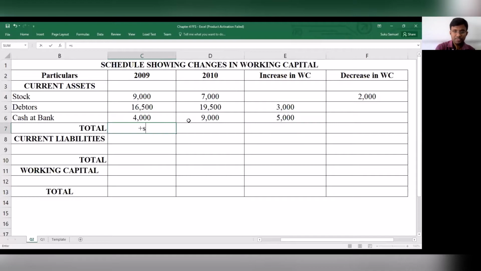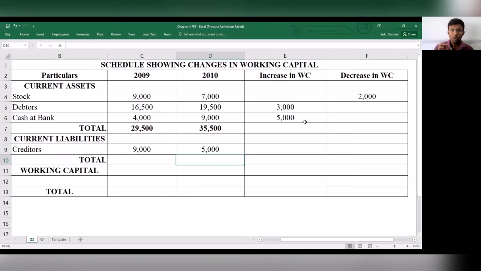Now let's total this up. When you total this up, you would see that your total current assets for the first year is 29,500. Here it's 35,500. Now let's move on to the liabilities. Remember, we have only one liability, which is creditor. Creditor here is 9,000, and here it's 5,000.